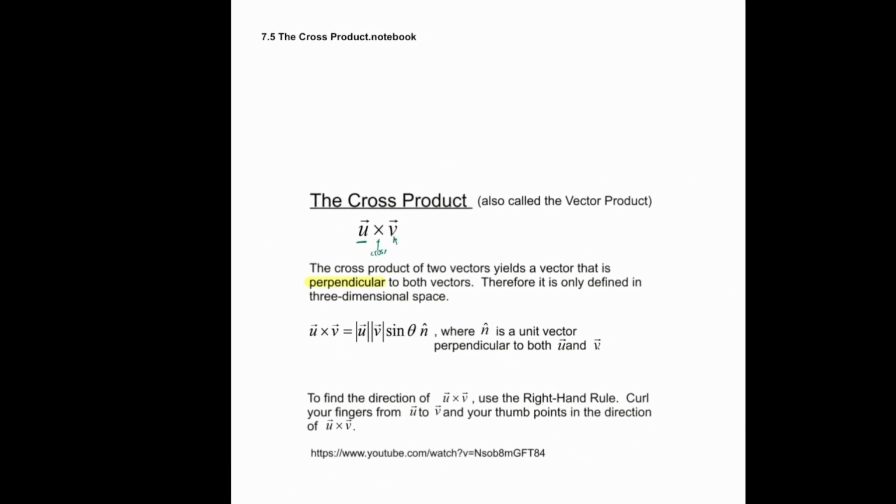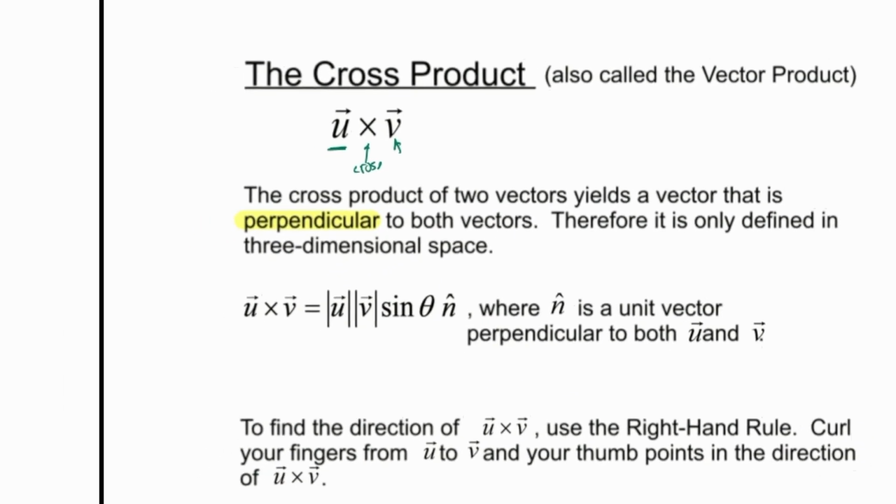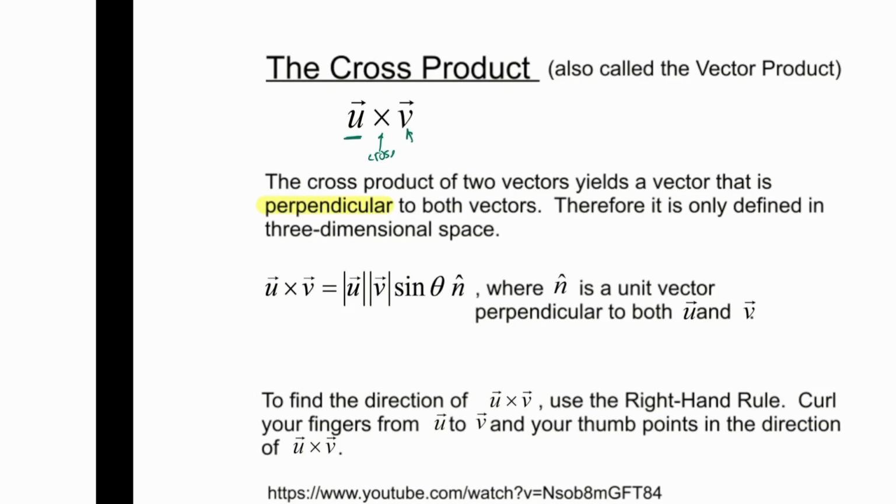Therefore, it's only defined in three-dimensional space. We can't define it in two-dimensional space because that third dimension, that perpendicular vector, is going to either come out of or into the page, into that 2D plane. So the formula to find the cross product geometrically looks fairly similar to how we were finding the dot product geometrically, except in this case now, we have the magnitude of U times the magnitude of vector V times sine of the angle between them.